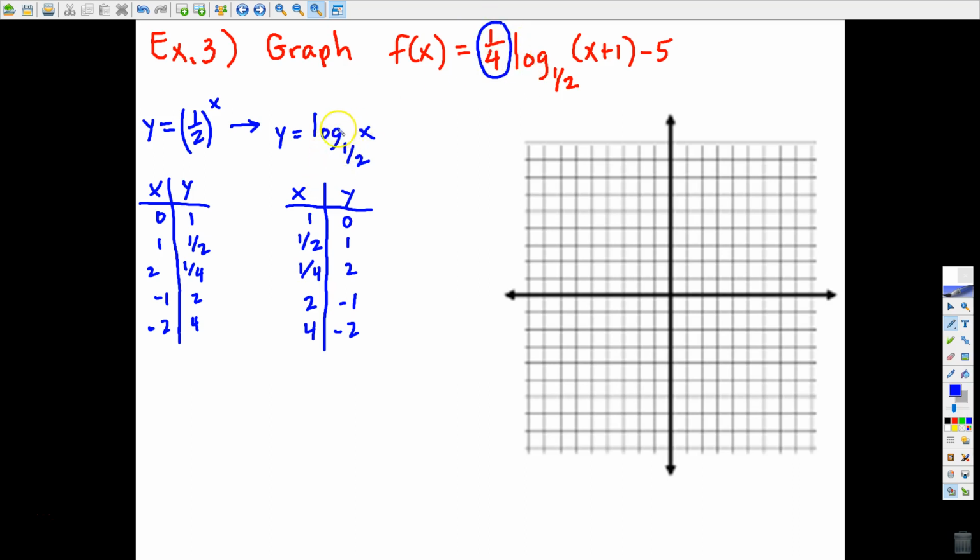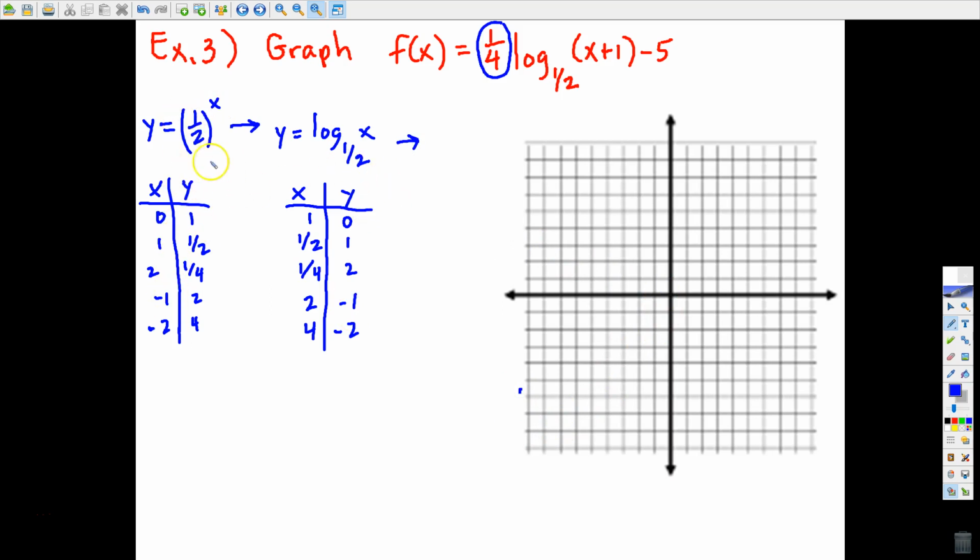transformation of this log. This is vertical compression, so we're going to take 1/4 and multiply times each of the y's. Then we're going to do the shift. After we multiply by 1/4 times the y's, we're going to move left 1, which is another way of saying subtract 1 from each x. And then we're going to move down 5, which is another way of saying subtract 5 from each y. Okay, so just going one step at a time.